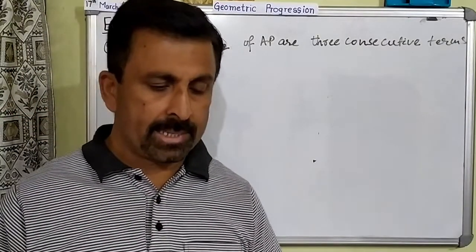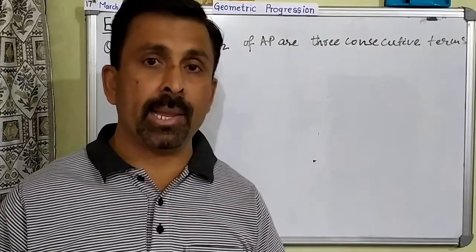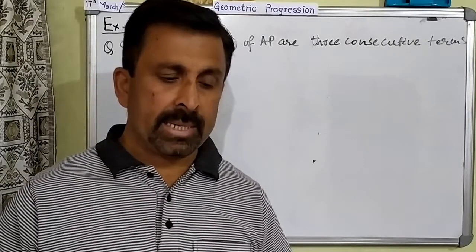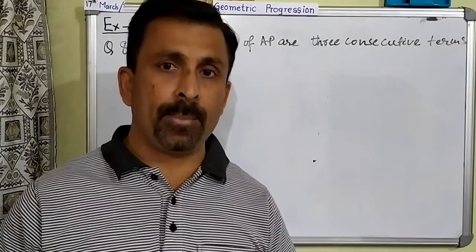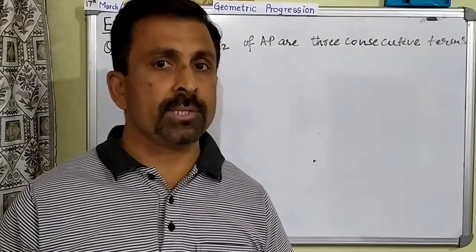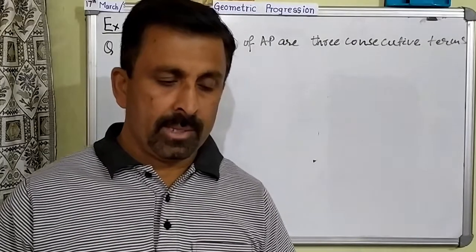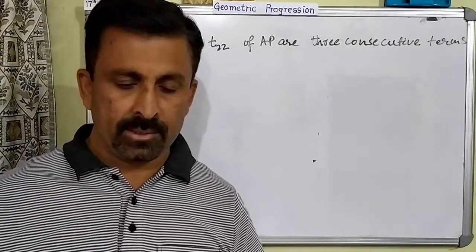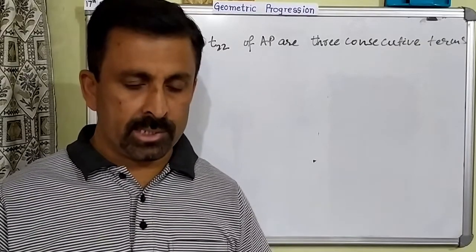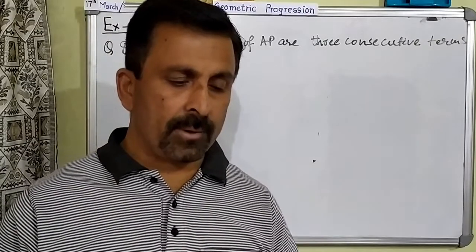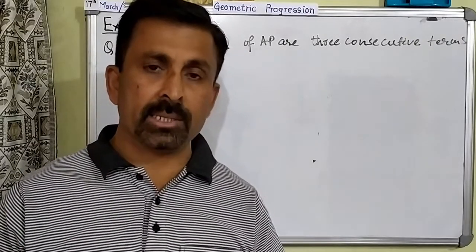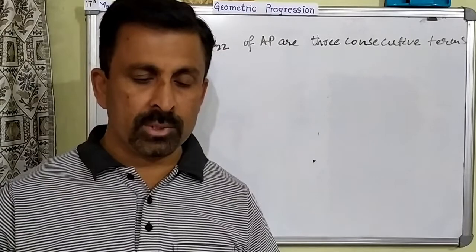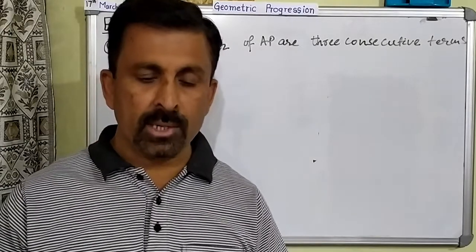The first, 8th and 22nd term of an AP are the three consecutive terms of a GP. If it is so, then find the common ratio of the geometric progression. Another instruction is given also that the sum of the first 22 terms of the arithmetic progression is 275. If it is so, find also the first term.